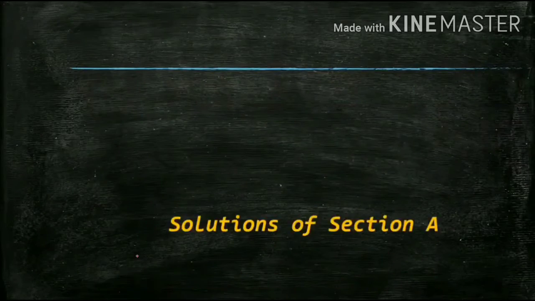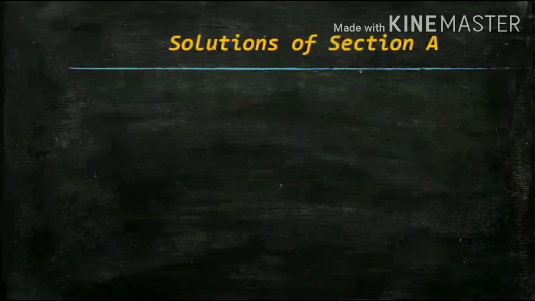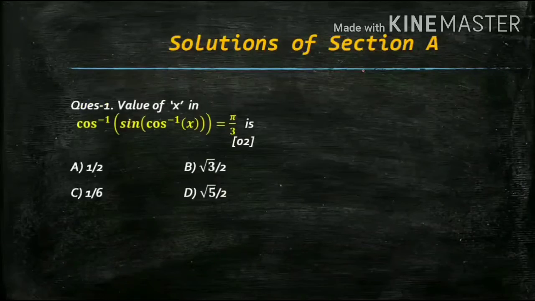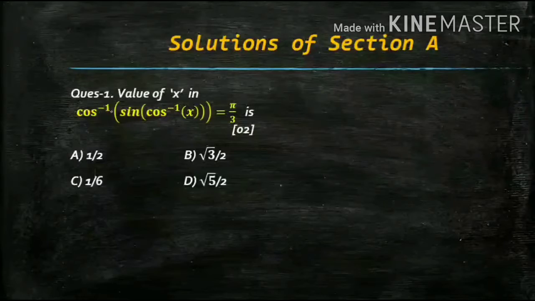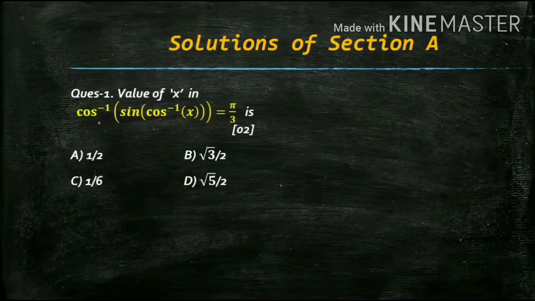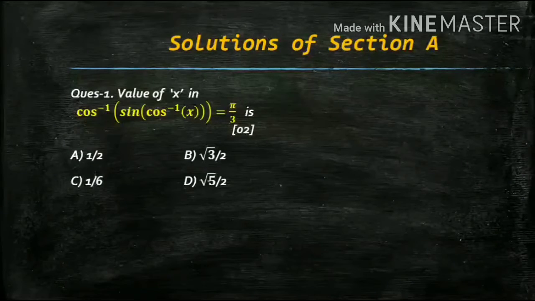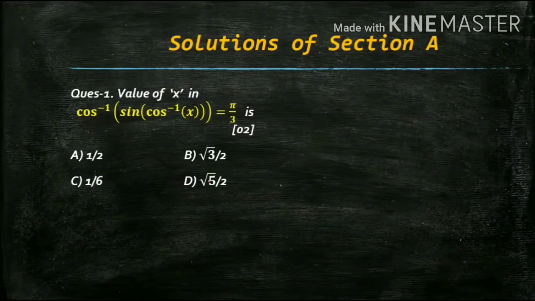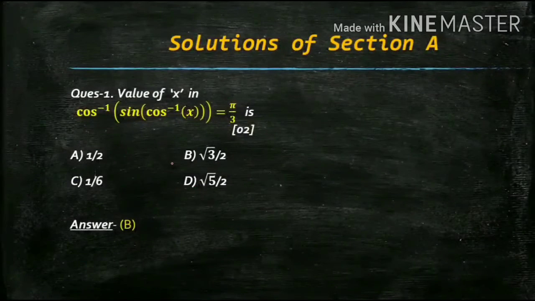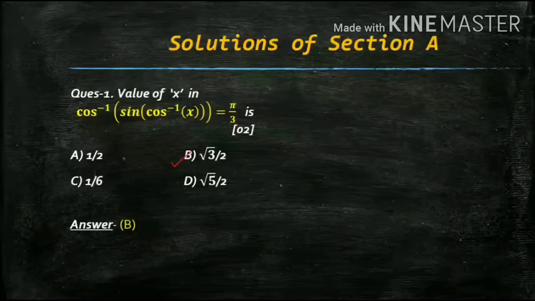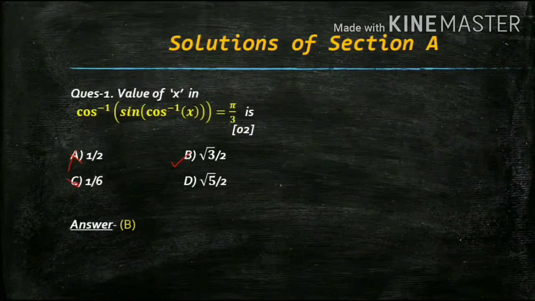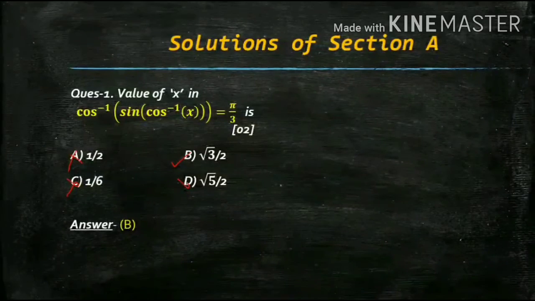Okay, so let us start with the solutions of section A first. Okay, so the first question was you have to find the value of x in this given expression, and the 4 options were given to you. As I told you, only one of them was correct. So the correct one was B. So the answer was basically root 3 by 2 and rest of the options are incorrect. Okay, so I hope you have done this correct because this is just an easy question.